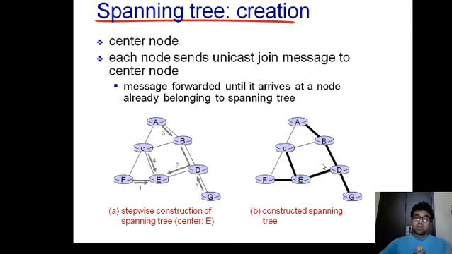So spanning tree is a perfect way of broadcasting the information without redundancy. So that is how you can broadcast that information.